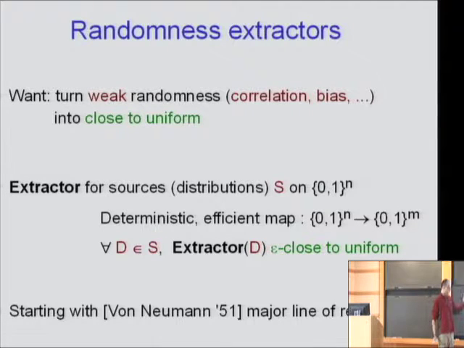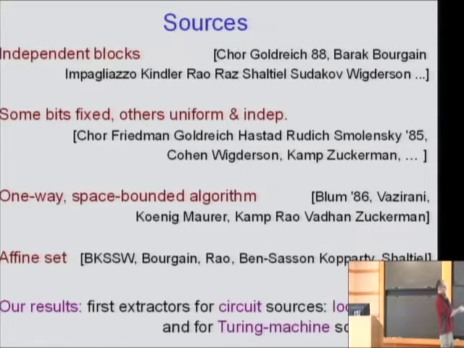Starting with the work of von Neumann in the 50s, this has been a major line of research in computer science. Here is a sample of the sources that people have considered, and actually almost all of this will also play a role for us later. One type is the independent blocks type. Here my source is divided into blocks of bits which are independent. Each block may have some entropy, but it's independent from the other blocks.